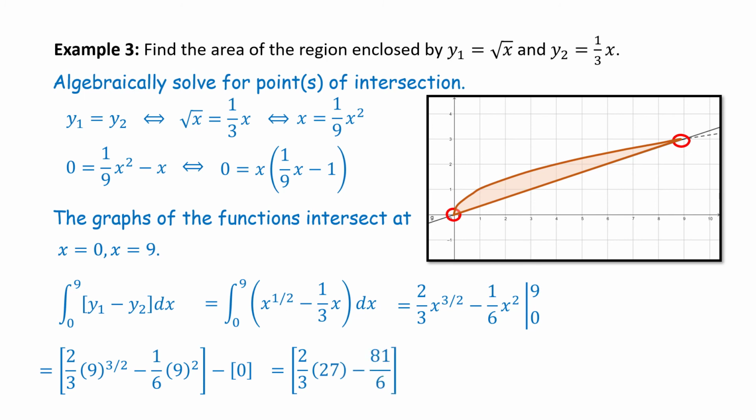2/3 times 9 to the power of 3/2 is 27, minus 9 squared, which would be 81/6. Getting a common denominator for the first term, we'll have 108/6 minus 81/6, and that reduces to 9/2.